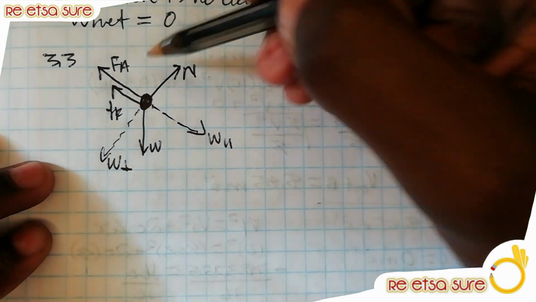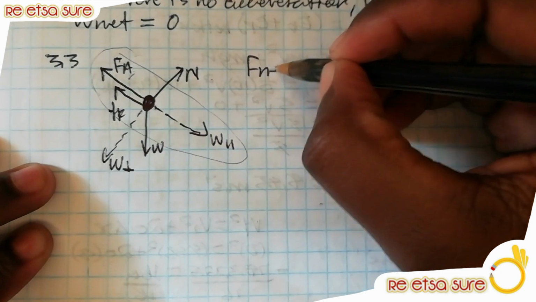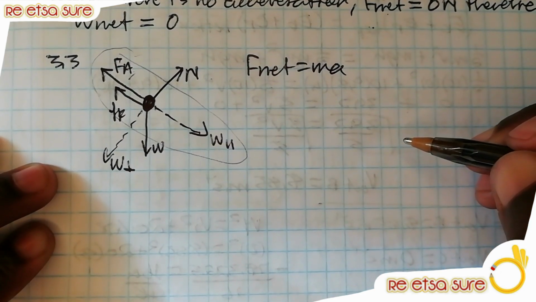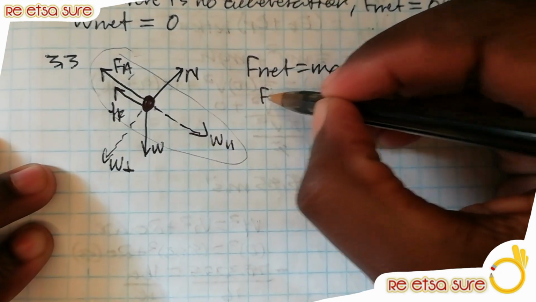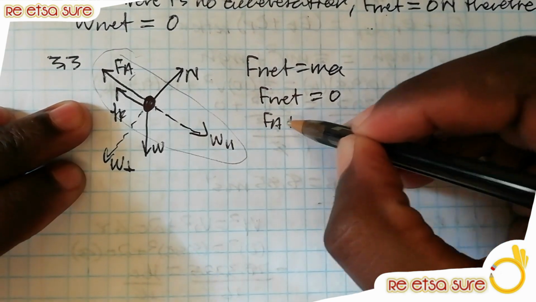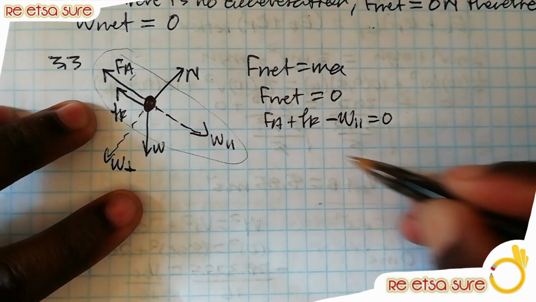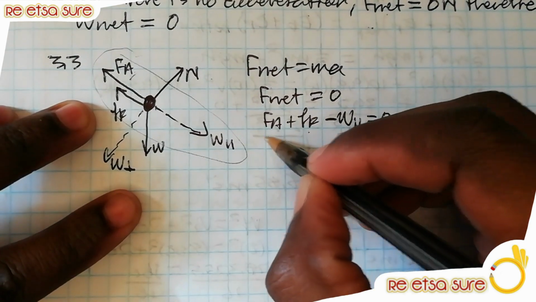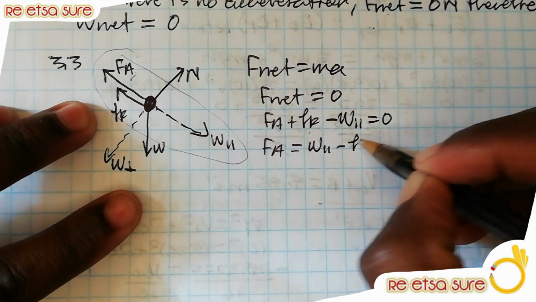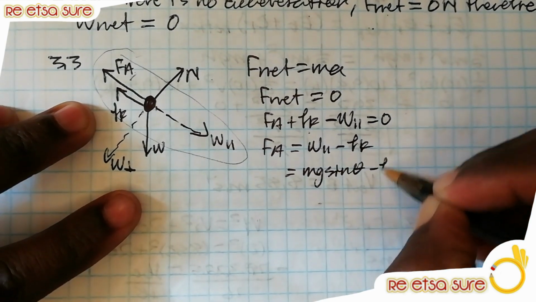So they're asking us to calculate this force. So we're going to use Newton's second law. F net is equal to ma. Now they told us that the object is moving at constant velocity, meaning there is no acceleration. So F net is equal to 0. Now we have force applied plus frictional force minus W parallel is equal to 0. Now we're going to transpose these two to this side so that we are only left with force applied. You're going to have weight parallel is mg sine theta minus Fk.